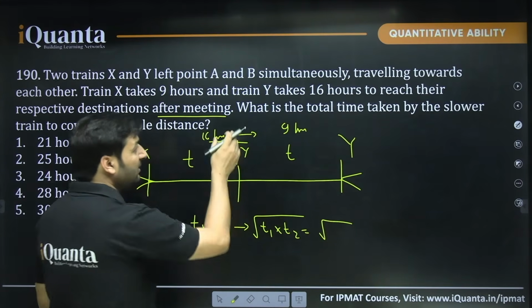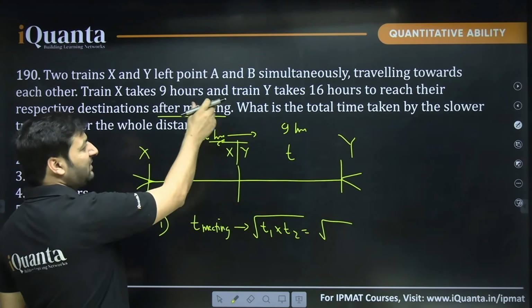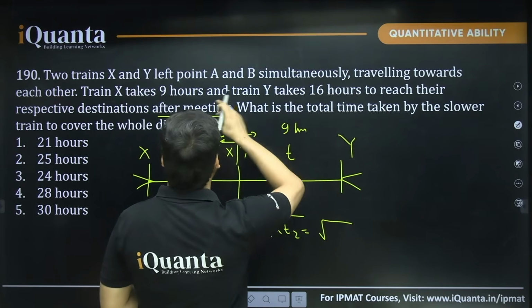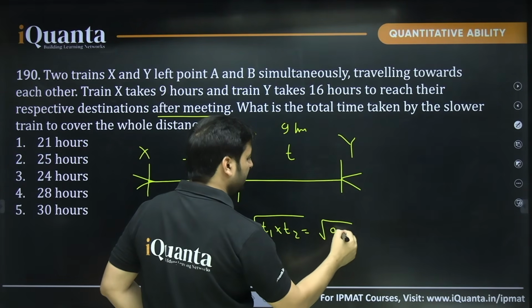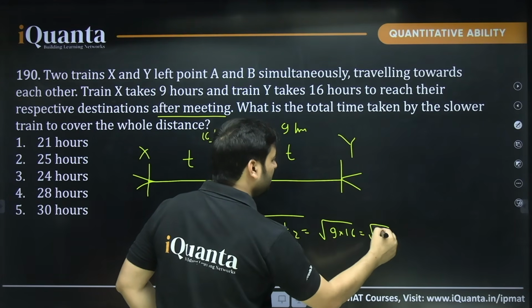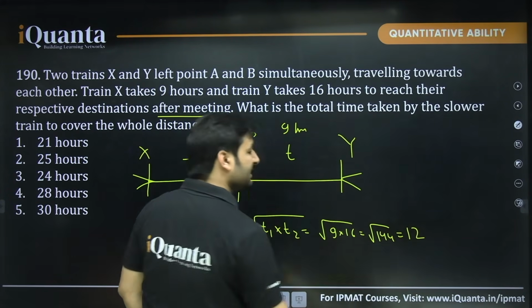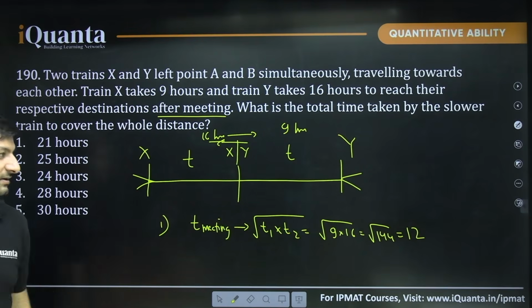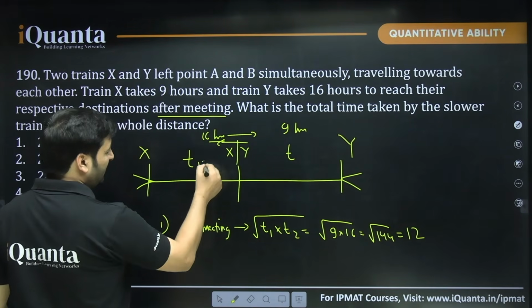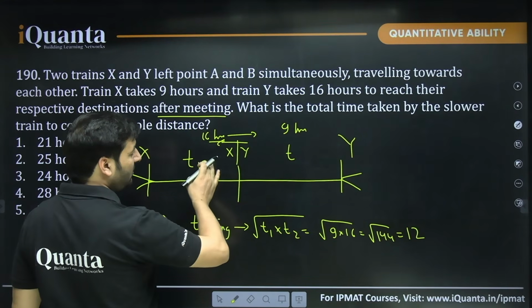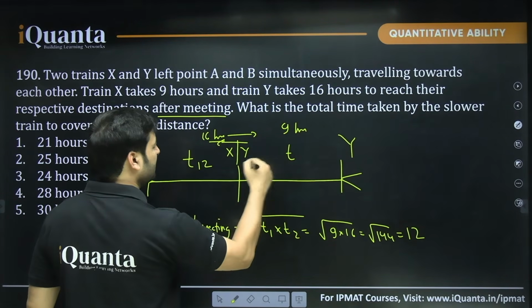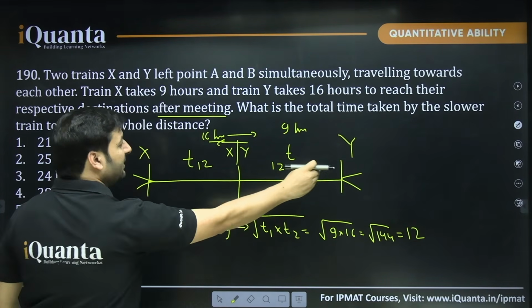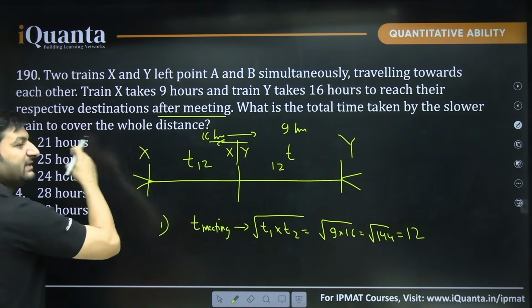Here, after meeting, how much time did train X take? X took 9 hours, Y took 16 hours. So root of 144, that is 12. So this is actually the time which they took to meet. If this time is 12 hours, after that X took 9 hours and Y took 16 hours.